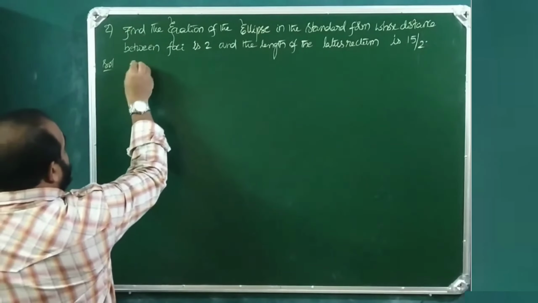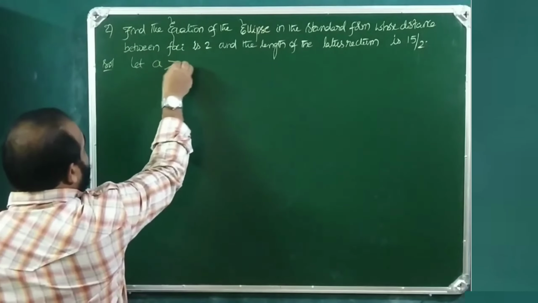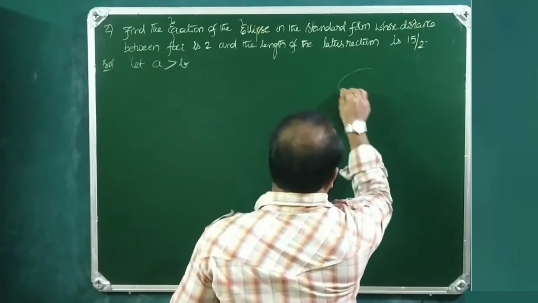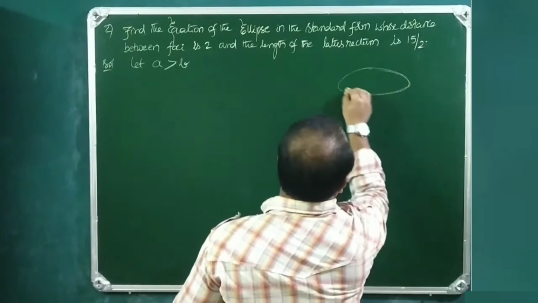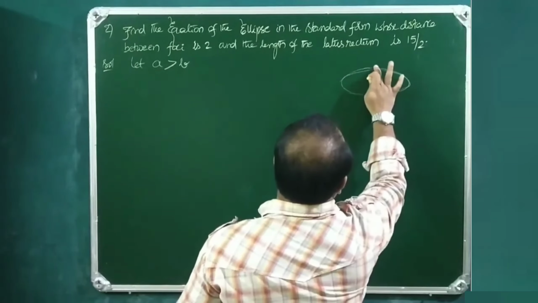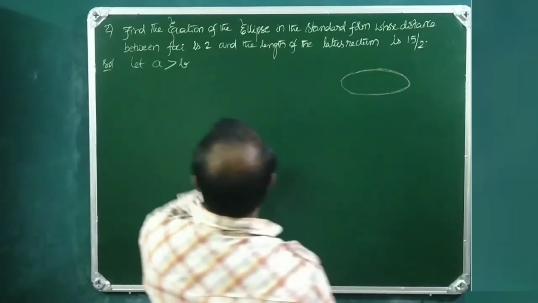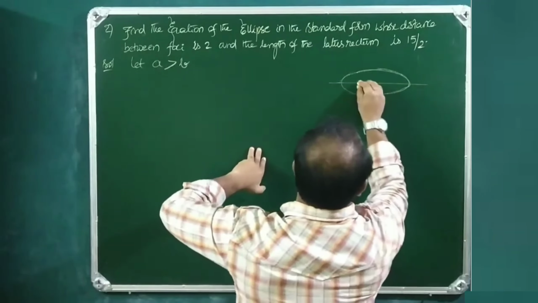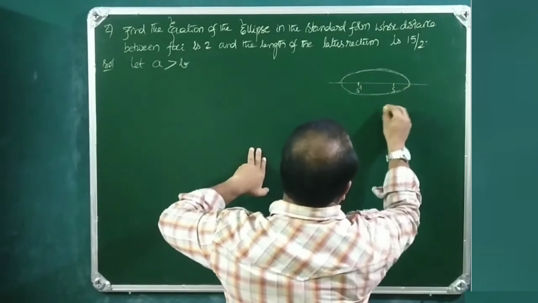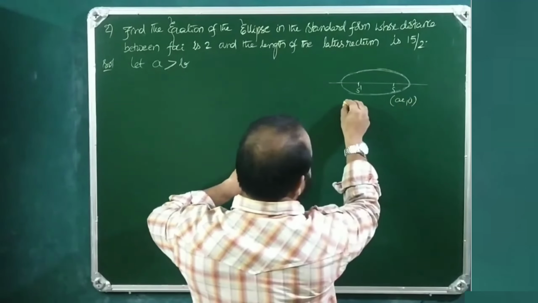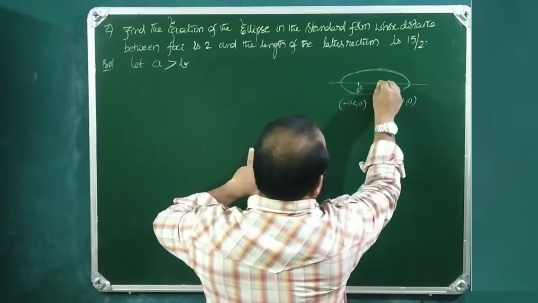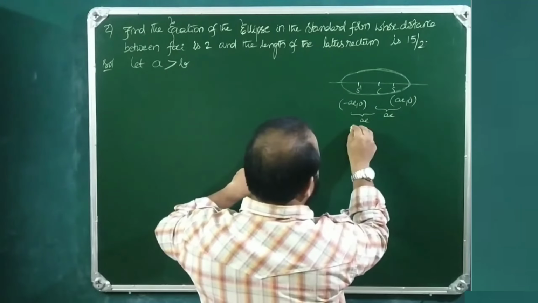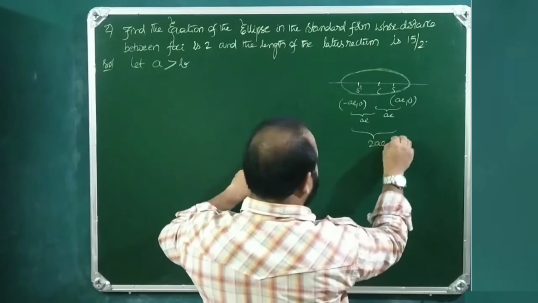Solution. Let a be greater than b, I'll take. So if a is greater than b, the ellipse is somewhat like this. This is the ellipse. And for this ellipse, whose distance between the foci, so this is S dash and this is S. This is ae comma 0 and this is minus ae comma 0. From center C, this is ae and this is ae. So distance between the foci is 2ae.